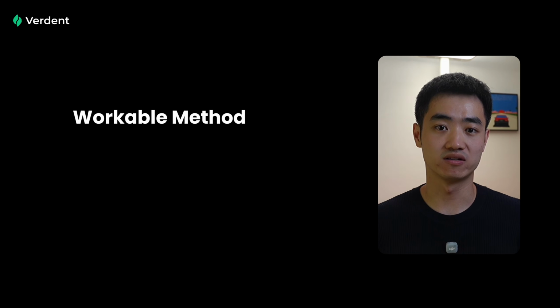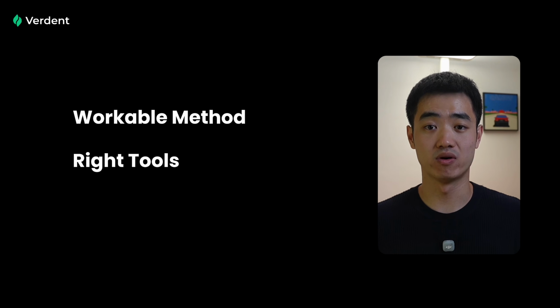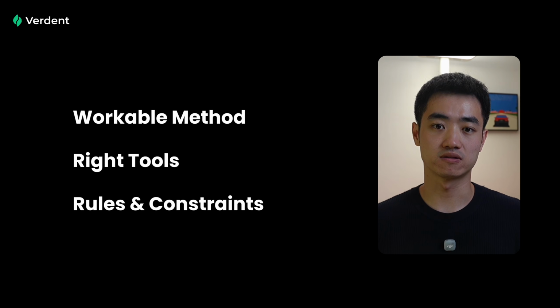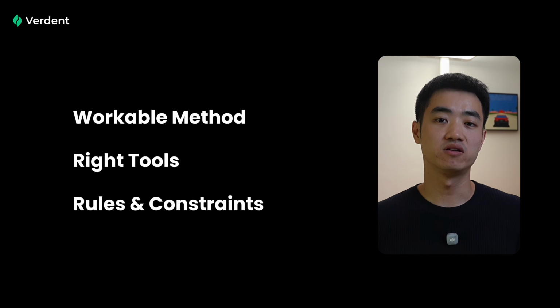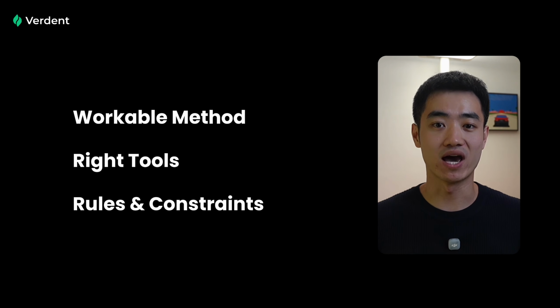And to get reliable results, you've got to give it a few things. You need a workable method, like what should it do if the thermometer battery is dead? And you need the right tools, like spare batteries or a backup thermometer. And rules and constraints, like any high-risk actions involving deletion, payments, or transactions need to be confirmed first. Now notice we haven't even touched any technical jargon yet, but you can already see why harness matters.